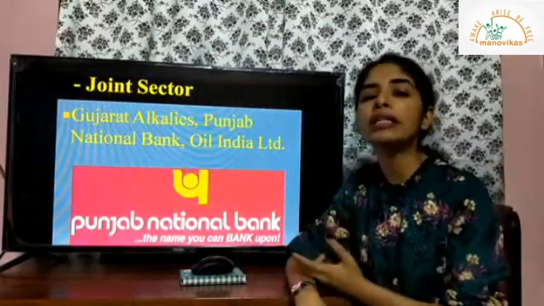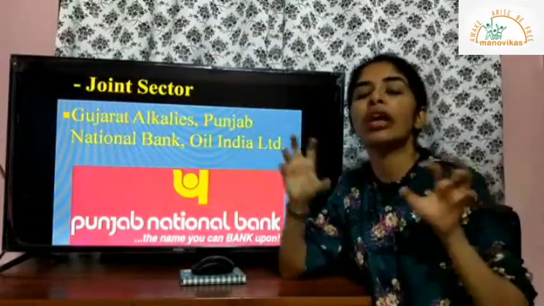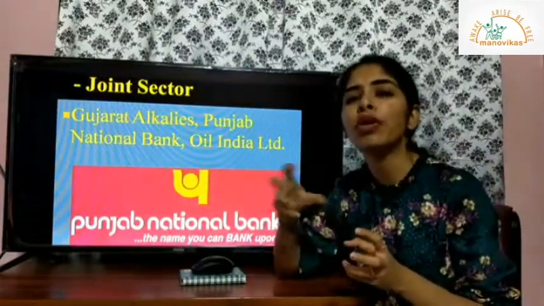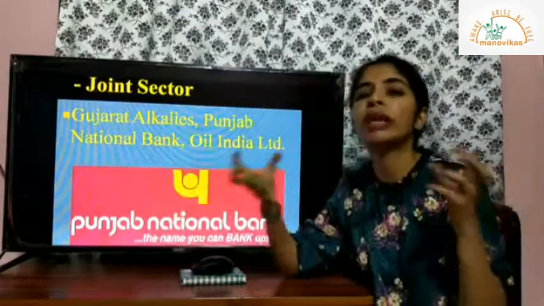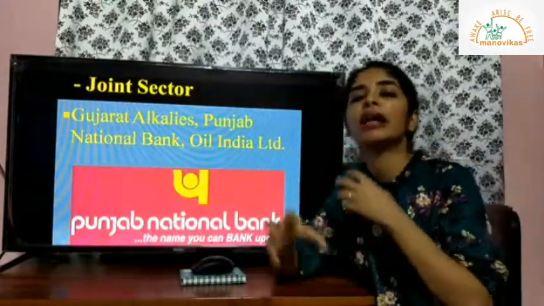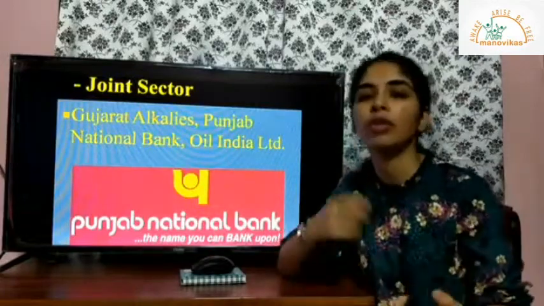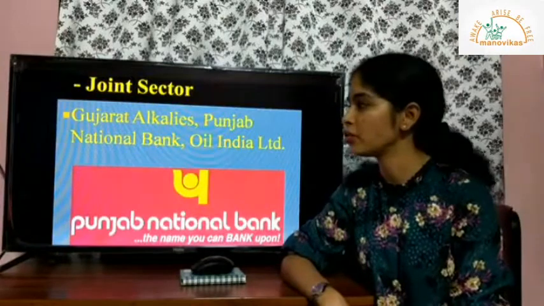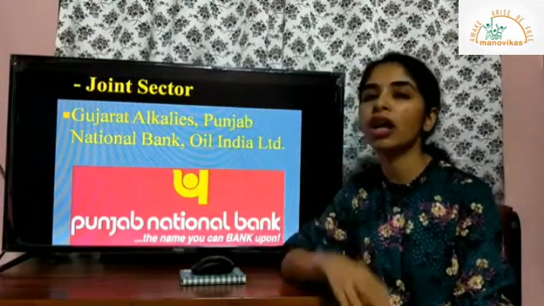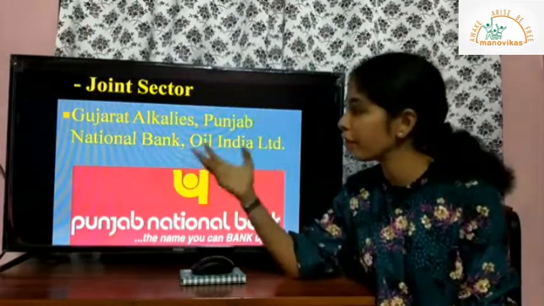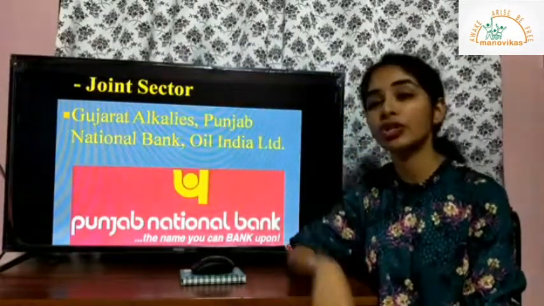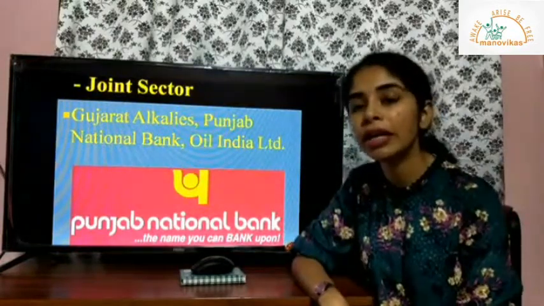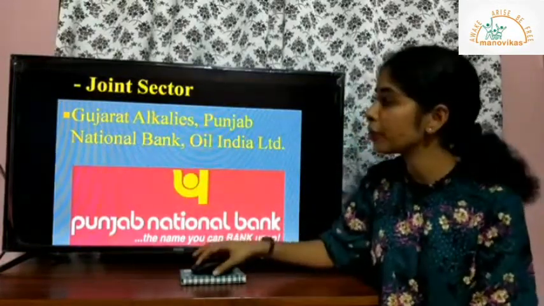Then we have the joint sector industries. These are jointly owned by the government as well as a number of private people. Okay, so when they both collaborate together and help in the establishment of an industry, those are known as joint sector industries. For example, we have Gujarat Alkalis, which produce different types of chemicals. Then Punjab National Bank is a joint sector industry. We have Oil India Limited, again a joint sector industry.